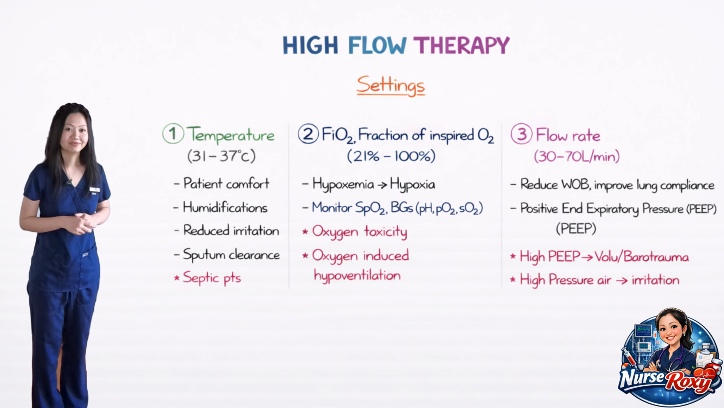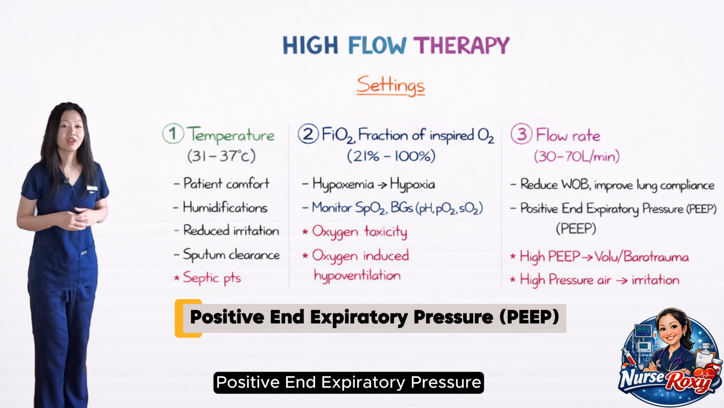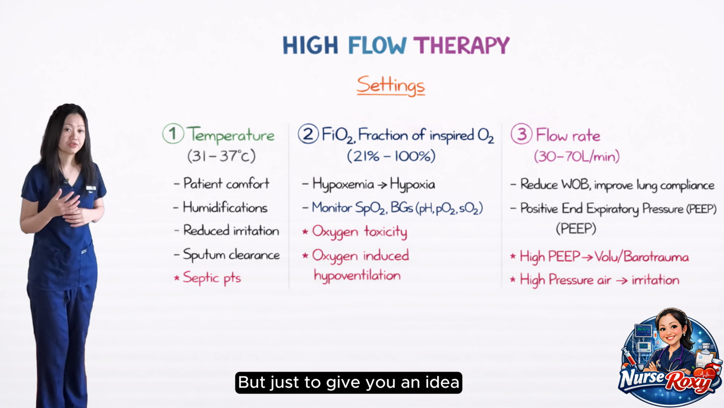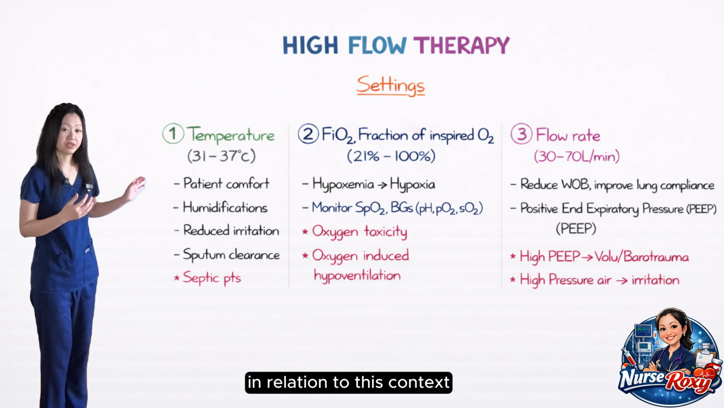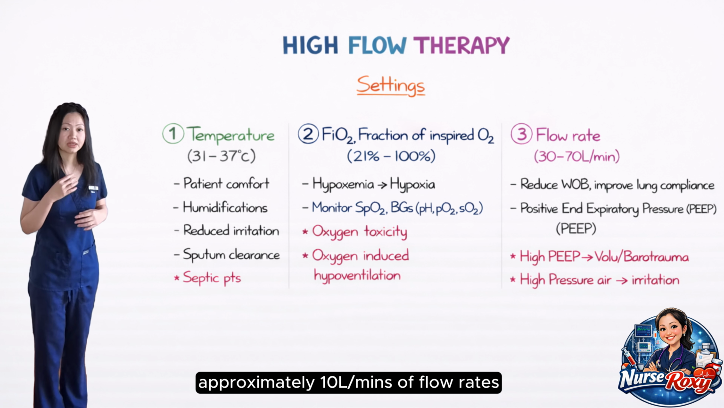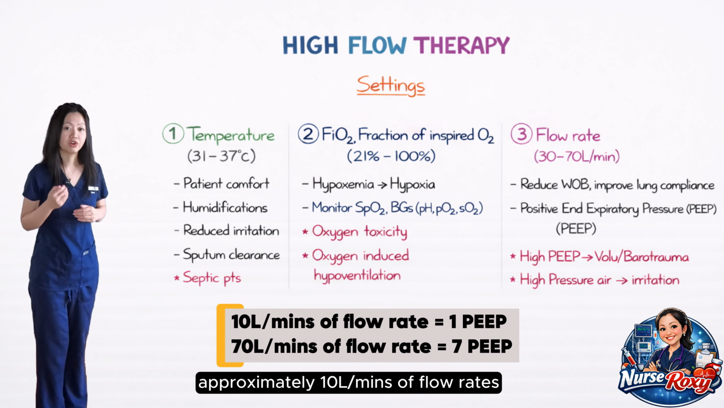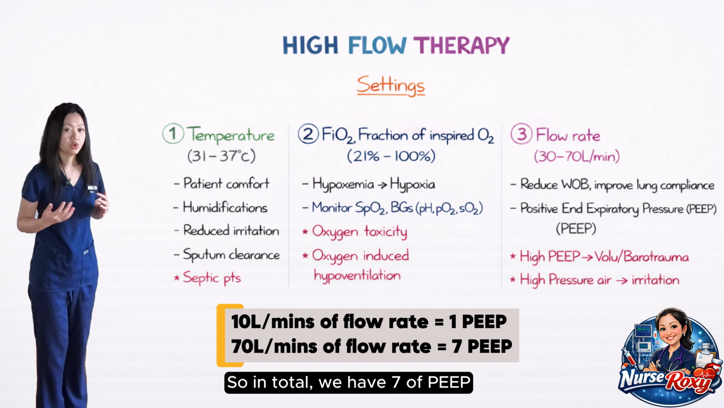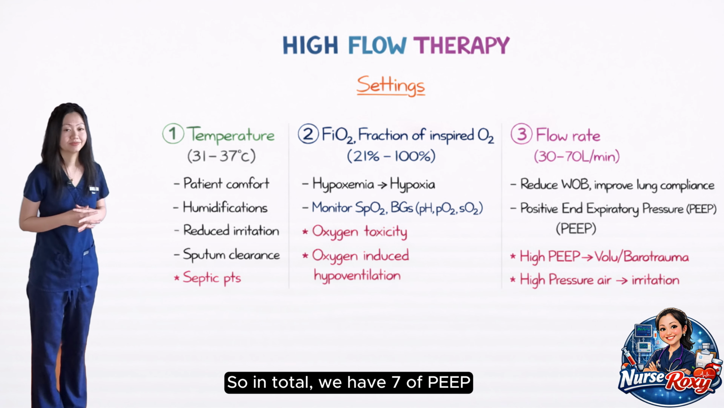This high-flow device can deliver up to 70 liters per minute of flow rates. And the key advantage of it is PEEP, positive end-expiratory pressure. We are not discussing PEEP in this video, but just to give you an idea in relation to this context, approximately 10 liters per minute of flow rate equals 1 of PEEP. So in total, we have 7 of PEEP.